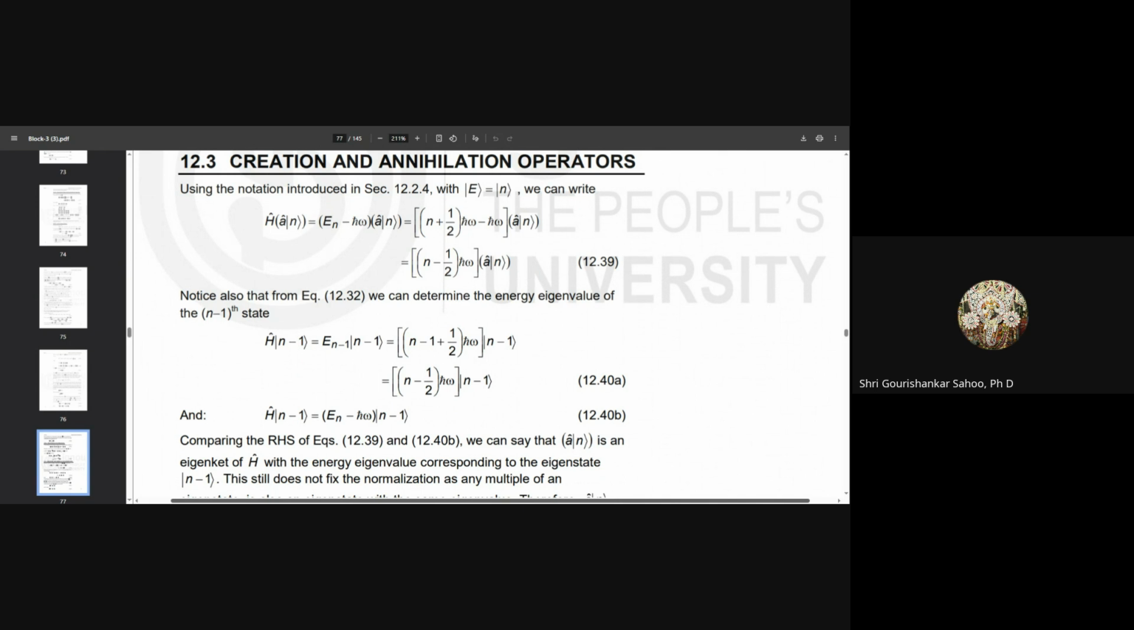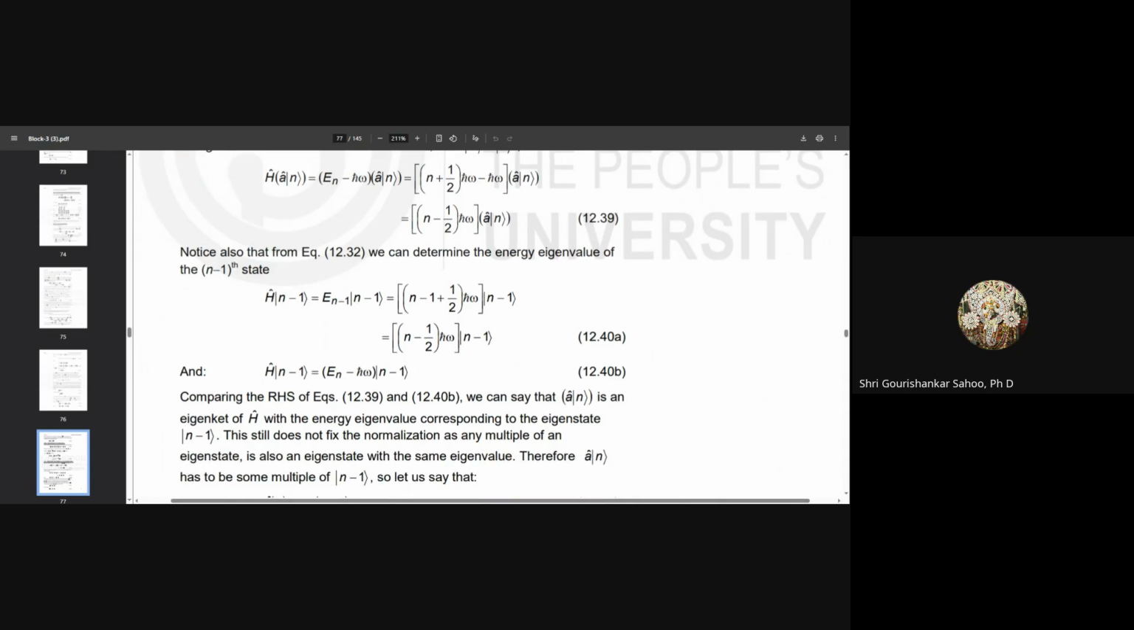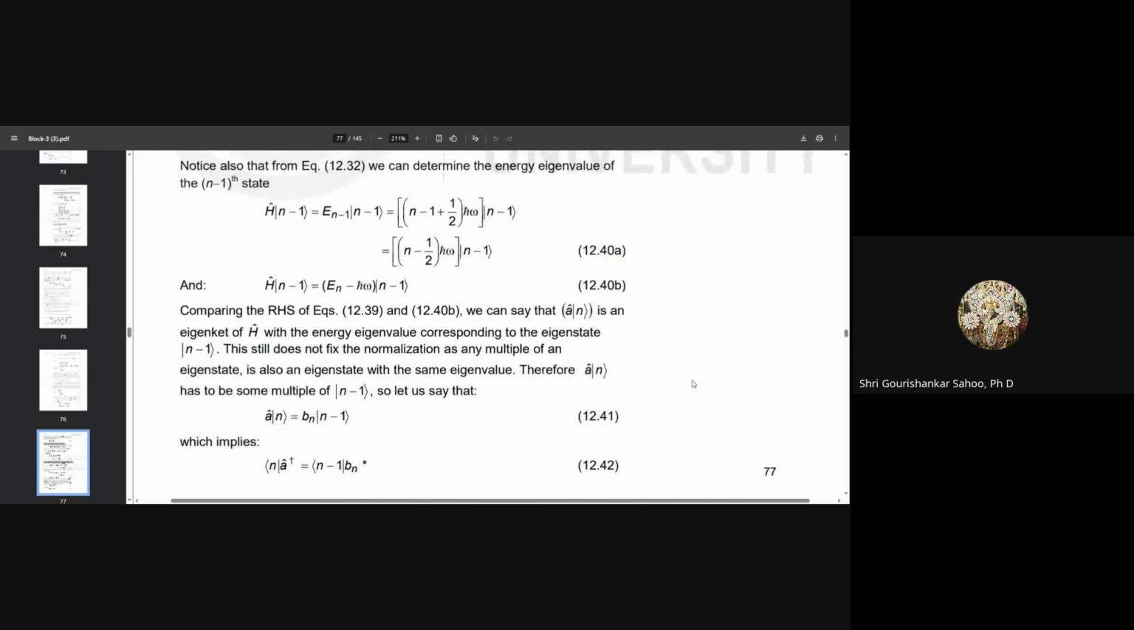So comparing the right hand side, you can say that A cap n is an eigenket of H cap with the energy eigenvalue corresponding to the eigenstate ket n minus 1. So this still does not fix the normalization, as any multiple of an eigenstate is also an eigenstate of the same eigenvalue.